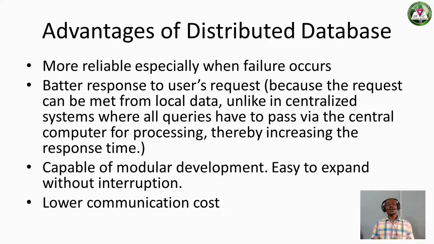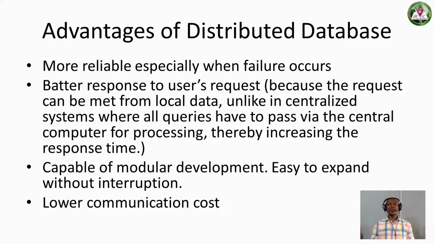Unlike in centralized systems where all queries have to pass via the central computer for processing, thereby increasing the response time. Check, for instance, if the database is not distributed across different sites, they are centralized. Their function will depend on one computer, so every request goes to that computer. Some of you that are good in complaining, when you have 2, 3, 4, 5 of you complaining to one person, imagine how your request will be met by one person. So distributed database tends to overcome this kind of problem. So it will increase the response time when a user requests for something.